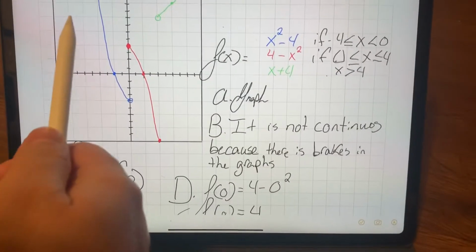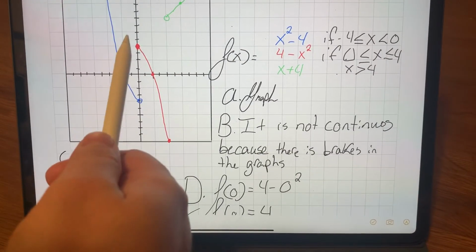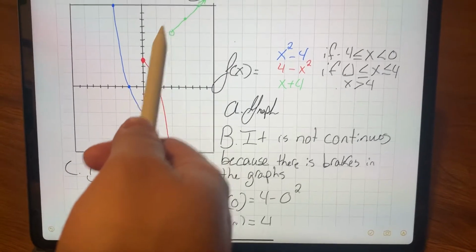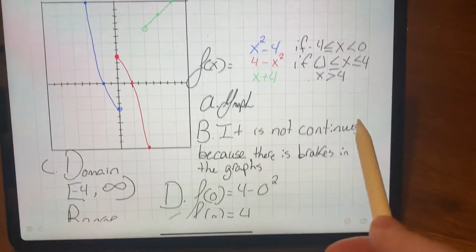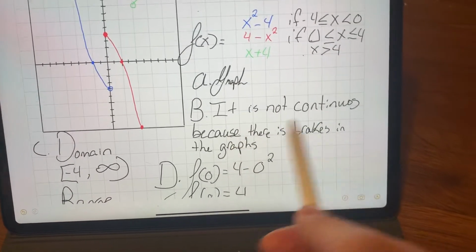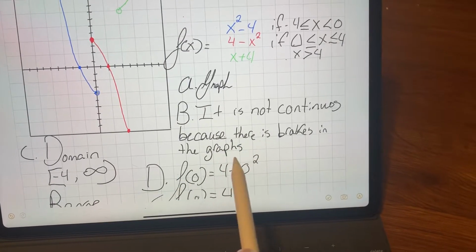And because our graph does not connect, there are breaks in our graph, it's not going to be continuous. So it is not continuous because there are breaks in the graph.